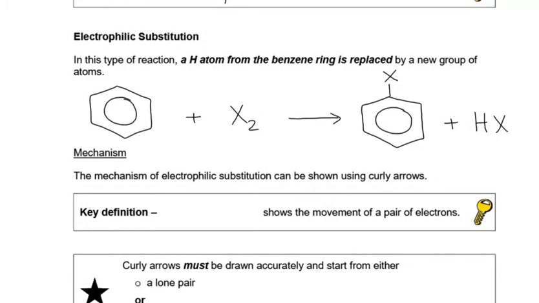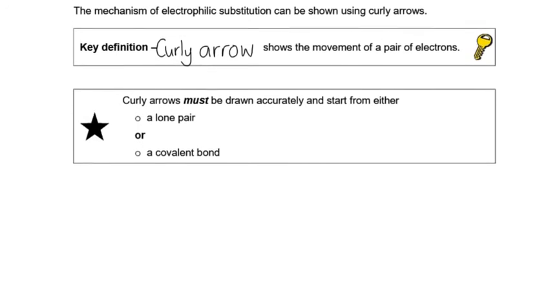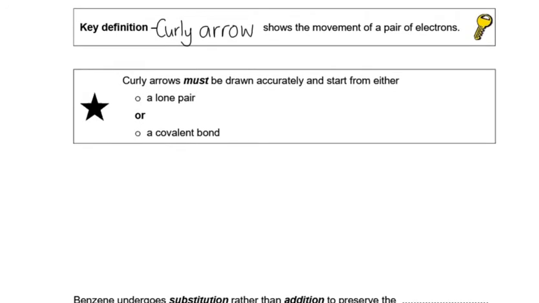Remember that we can do mechanisms using curly arrows, and curly arrows show movement of a pair of electrons. And they must start from either a lone pair or a covalent bond. I can't stress that enough to you, which is why we keep repeating it. You must start your curly arrow from either a lone pair or a covalent bond. So here is my benzene ring, and this is how the mechanism is going to go. Remember that pi bond, that circle in the middle, is an area of high electron density.